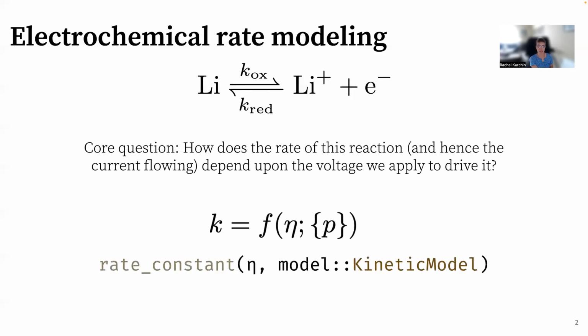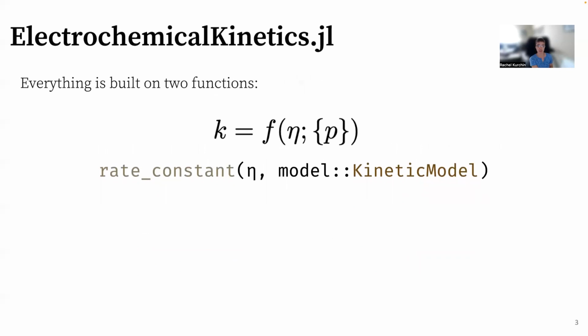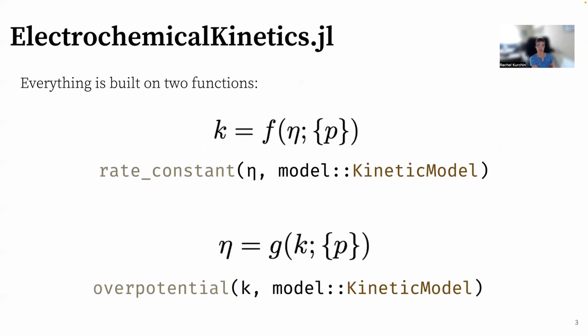And within the package, this looks like this. So we have a function called rate constant, which takes in a parameter eta, as well as some kinetic model object that describes these different models. And the package is really based around this function. And then one other function that we build as sort of an inverse to this function. So you can imagine if you have some rate constant and some model, you want to know what overpotential it would take to drive that rate constant.